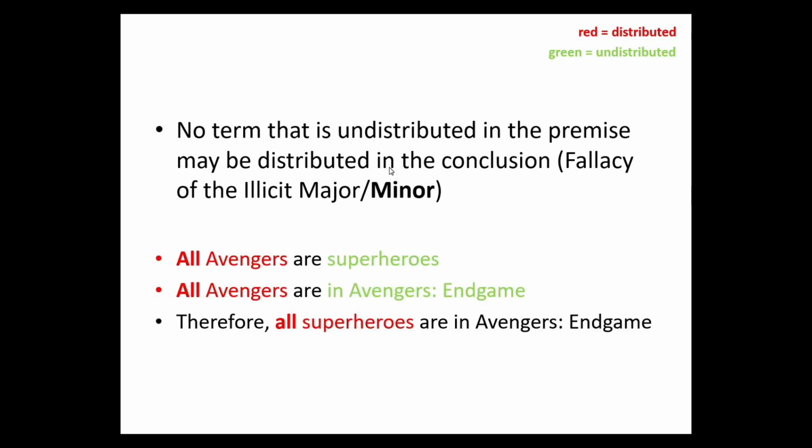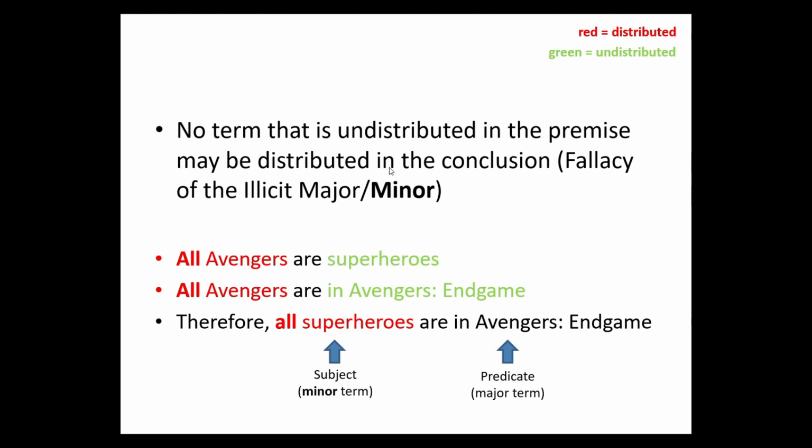For the sake of completion, an example here of an illicit minor fallacy. All Avengers are superheroes. All Avengers are in Avengers Endgame. Therefore, all superheroes are in Avengers Endgame. Not quite. We have illicitly distributed the subject, or minor term, of the conclusion. Superheroes was not distributed in the premises, so it is invalid to distribute it in the conclusion. In other words, we are claiming in the conclusion to know something about all superheroes, but we did not establish that in the premises.